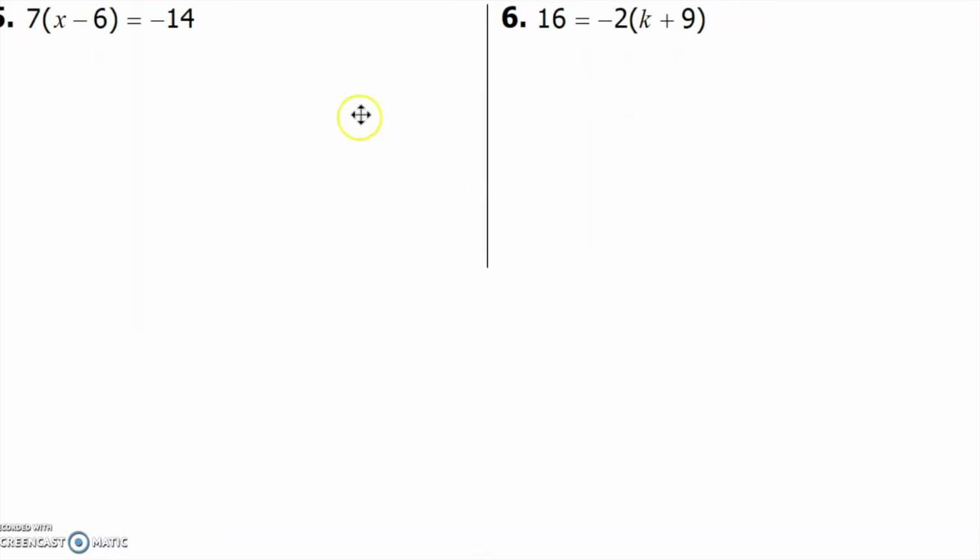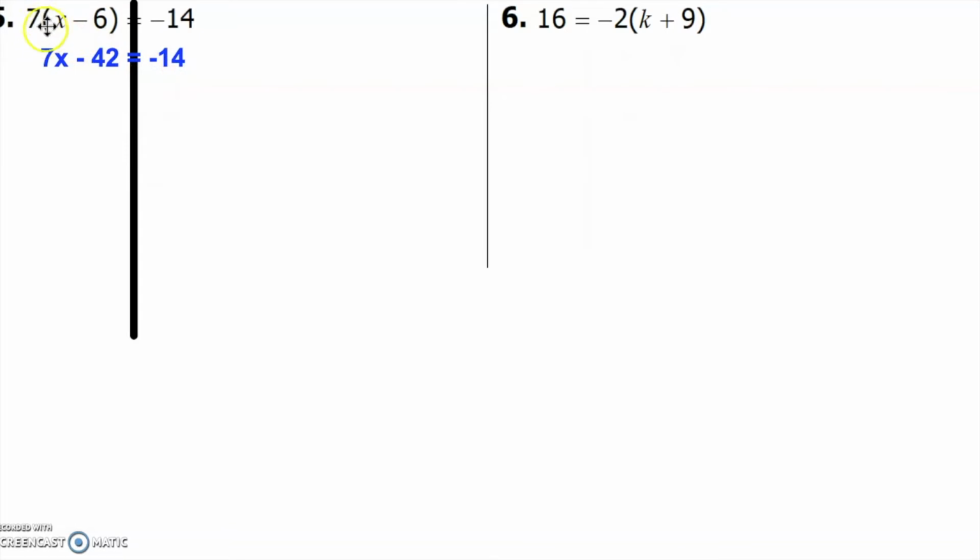In the next example, I'm going to first split that equal. Notice on the left-hand side I don't have any terms to combine, but I have that 7 in front of a set of parentheses. This is distribution. I can share that 7 with everything inside that parentheses. Sharing here means multiplication. 7 times x gives me 7x. 7 times negative 6 gives me negative 42. And then I just bring down the negative 14.